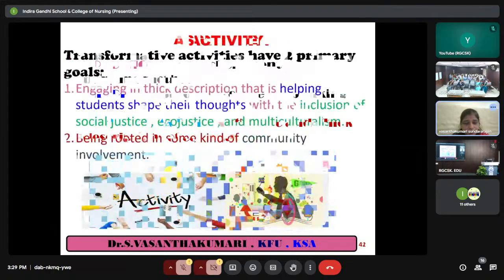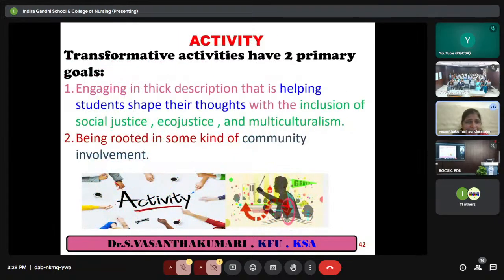Next one. So here is the activity, coming after the assessment. What is the activity? Two activities. The first one is thick description, where the students should be helped to shape their thoughts. They will be able to understand what social justice is, what eco justice is, and what multiculturalism is.